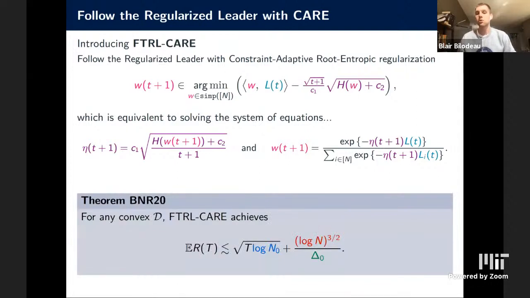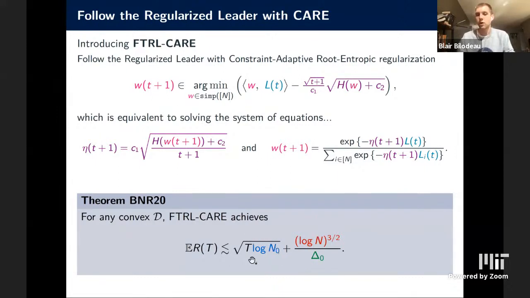And indeed, we're able to use this to prove that for any set D, FTRL care doesn't have to know what that set is, it's able to achieve the right dependence on N0. So it gets root T log N0 dependence for the number of effective experts. And it almost gets the right thing in the stochastic case. So it has the constant in T.